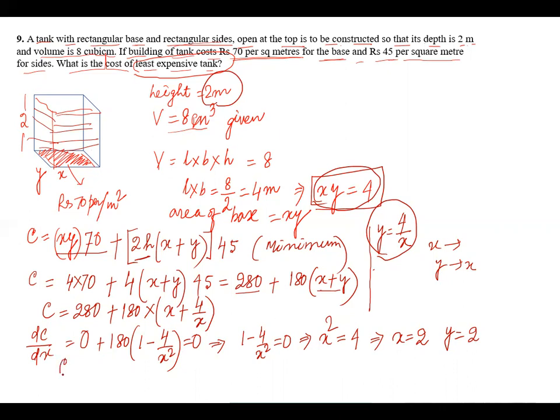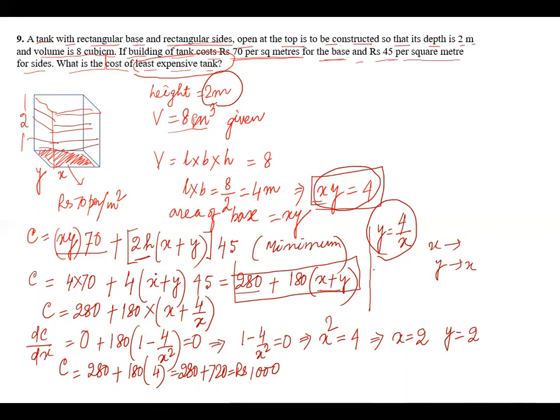So total cost is 280 plus, I'm writing this one, here I'm putting x equal to 2, y equal to 2. So 180 into 2 plus 2, that will be 4. So you have 280 plus 720. So the answer is rupees 1000. So this is the minimum cost.